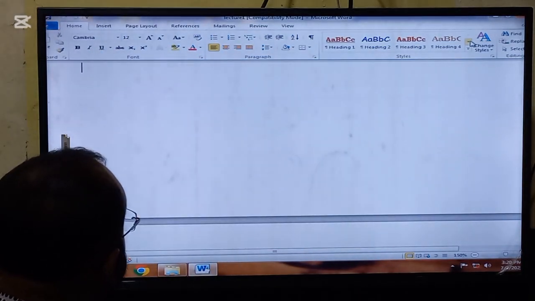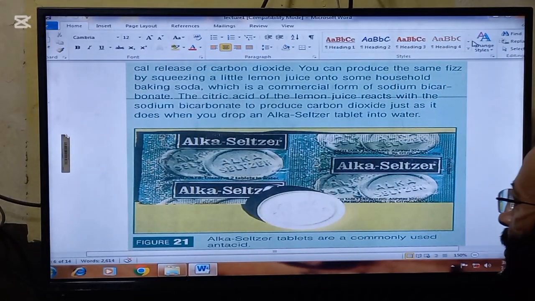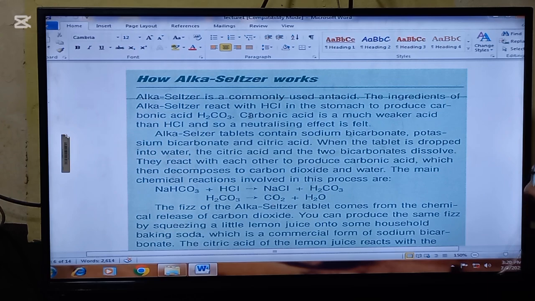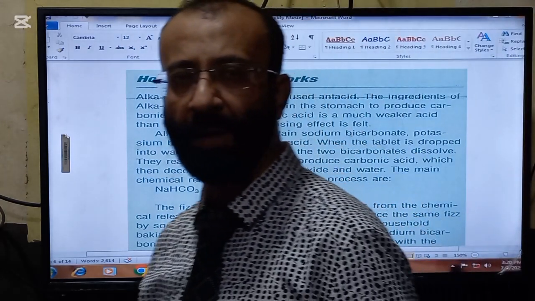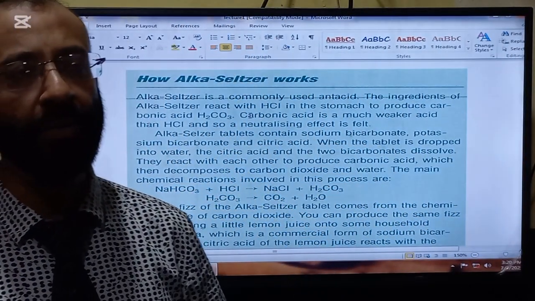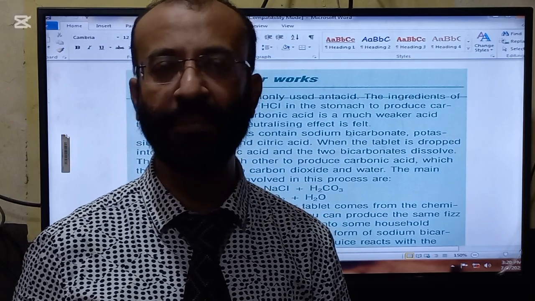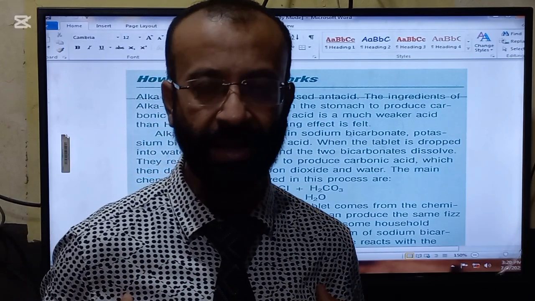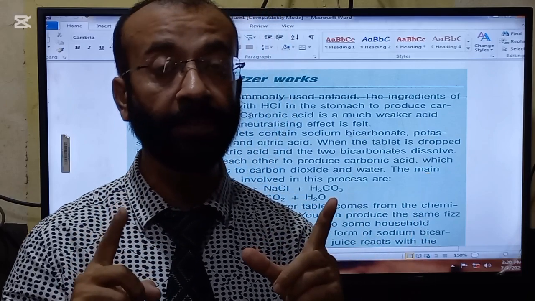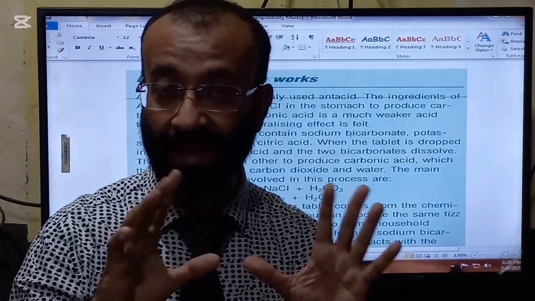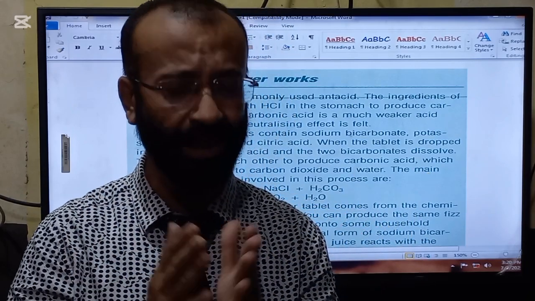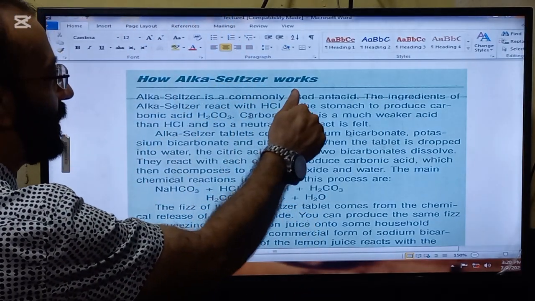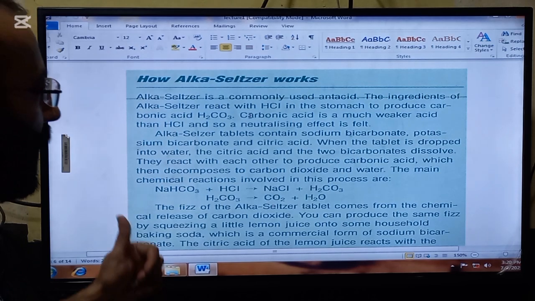Okay, here is another very important question. Sometimes you get acidity after eating some kind of food, particularly whenever you go to a wedding ceremony, where the spicy and oily food makes some acidity in your chest. So actually you use some tablets. These are called Alka-Seltzer tablets. So how do they work?